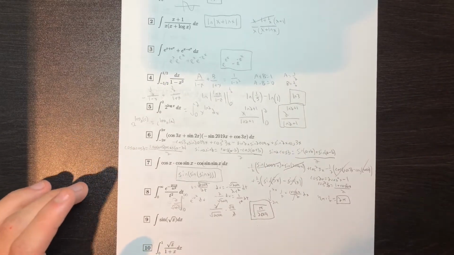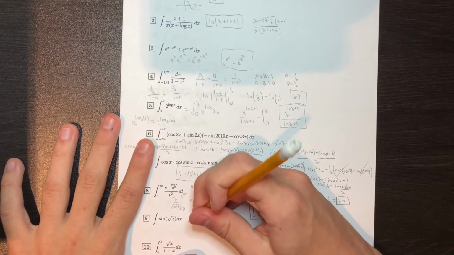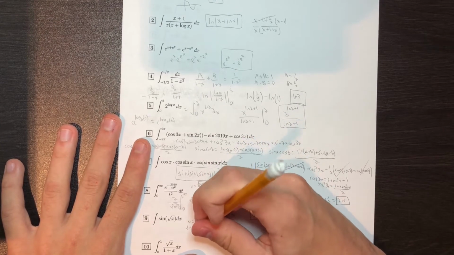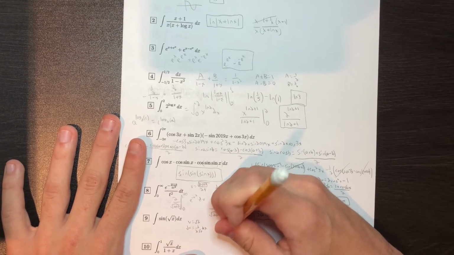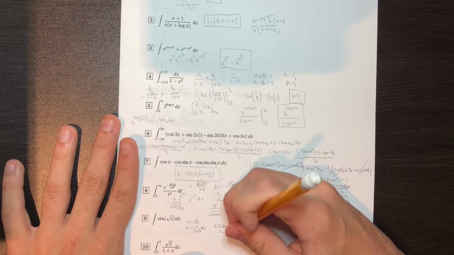Okay, moving on to question 9. We see that we have sine of root x. Now this is a common problem. I have seen this before. It just takes a simple u substitution of u equals root x. So then du equals 1 over 2 root x dx, or 2 root x du equals dx. But root x is just u, so 2u du equals dx.